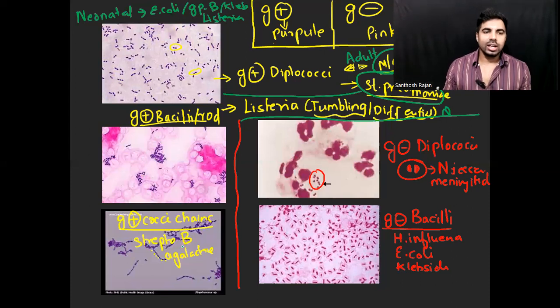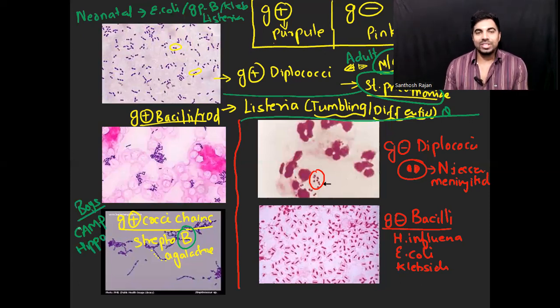And in group B, we're going to talk, mainly, how do you remember? Boys go camping. Group B is B for boys. What do boys like? They like camping. What else do they like? They like hippopotamus. In camping, who do they play with? With the hippopotamus. Maybe it's in an Assam or Odisha camp. So B for boys.